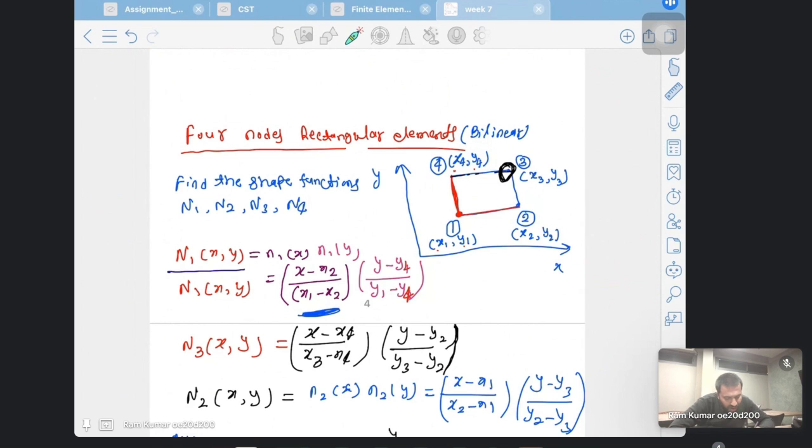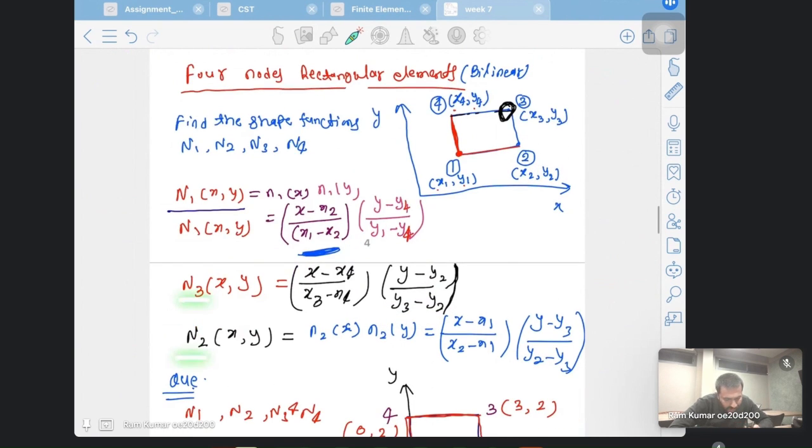Then what about N3? I want to write it for this. So this will be our x, this will be our y. So x minus x4, this is our N in the x direction, divided by the length x3 minus x4. And in the y direction, y minus y2, divided by y3 minus y2. Similarly, using y2, y3, and y4, we can get all these shape functions easily, not an issue.